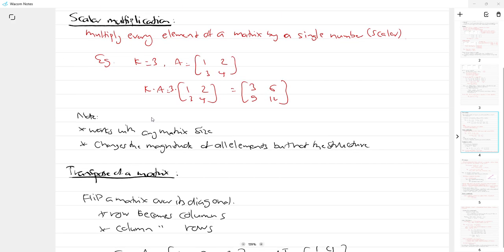Now, what about scalar multiplication? That's when you multiply every element of a matrix by a single scalar number. So if you take matrix A and multiply it by this particular scalar constant 3, you'll just scale all of its values by 3. This is how we stretch or shrink a matrix.